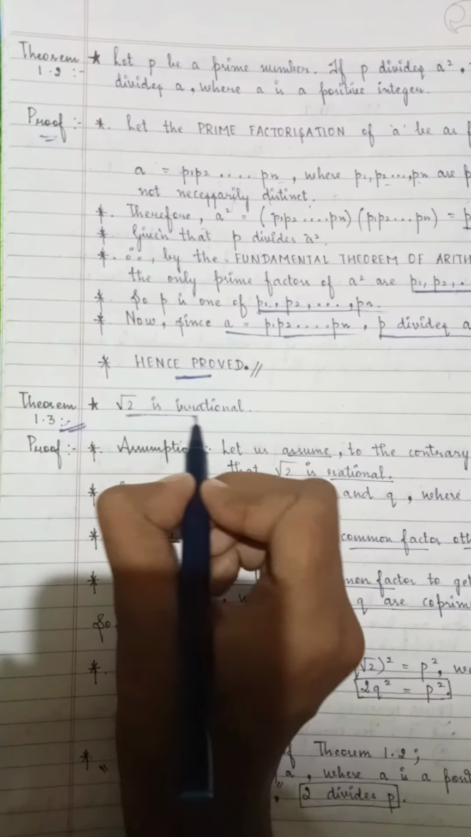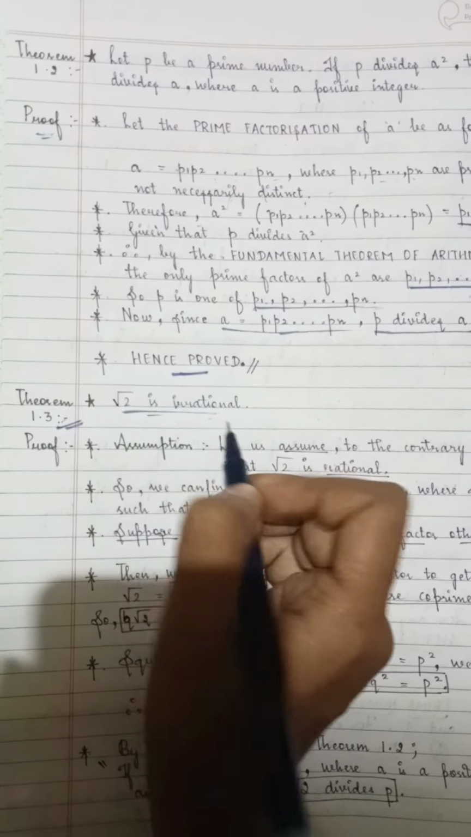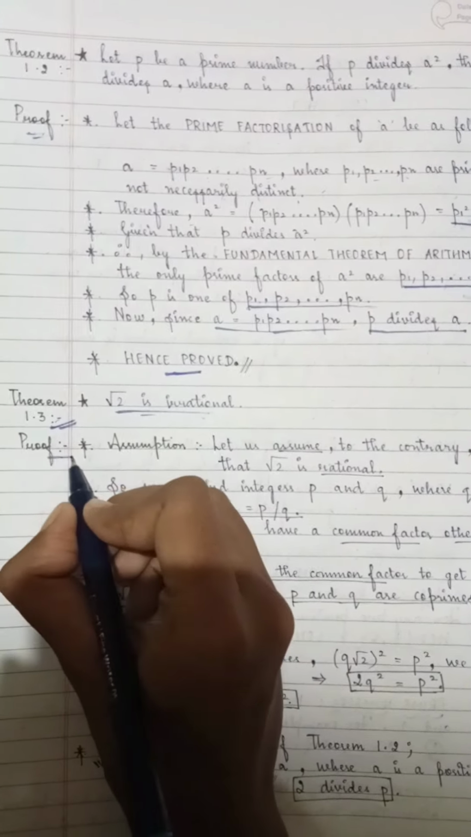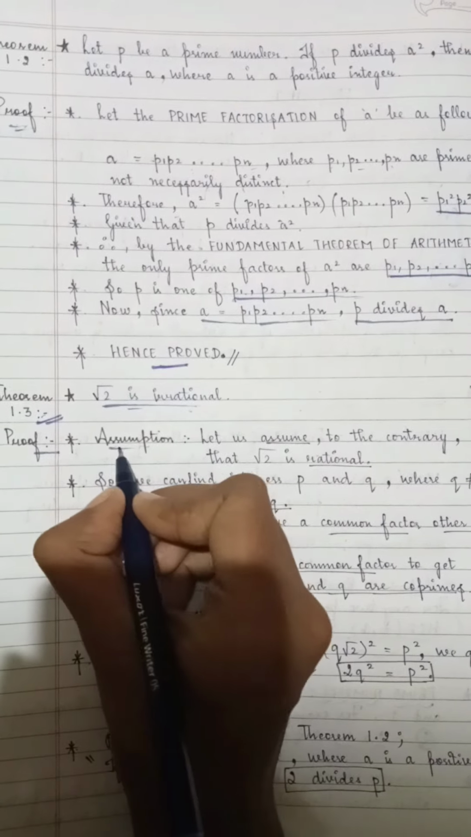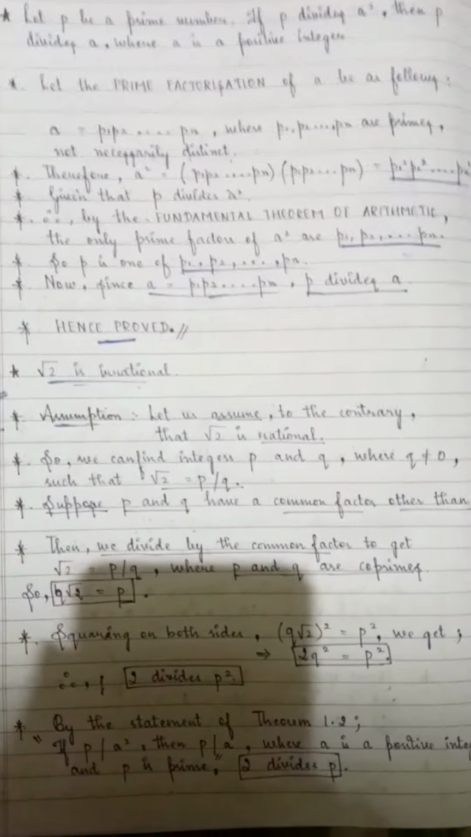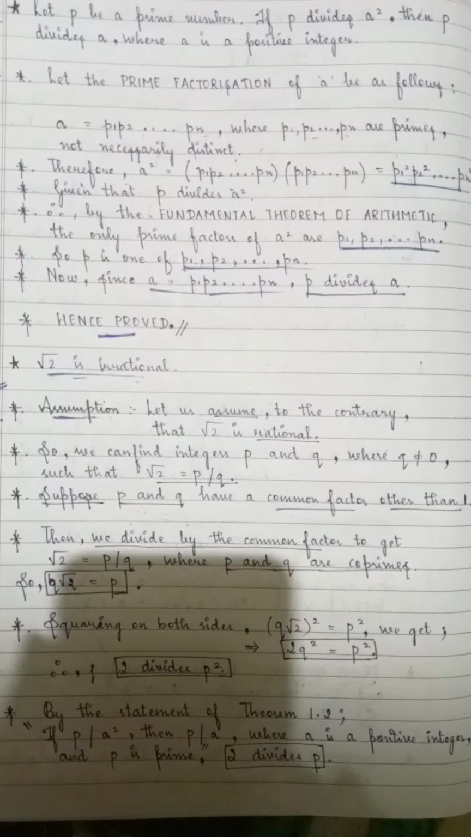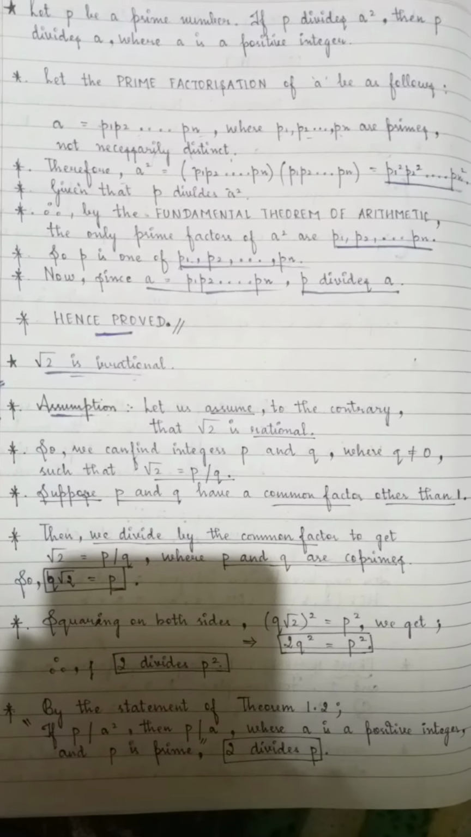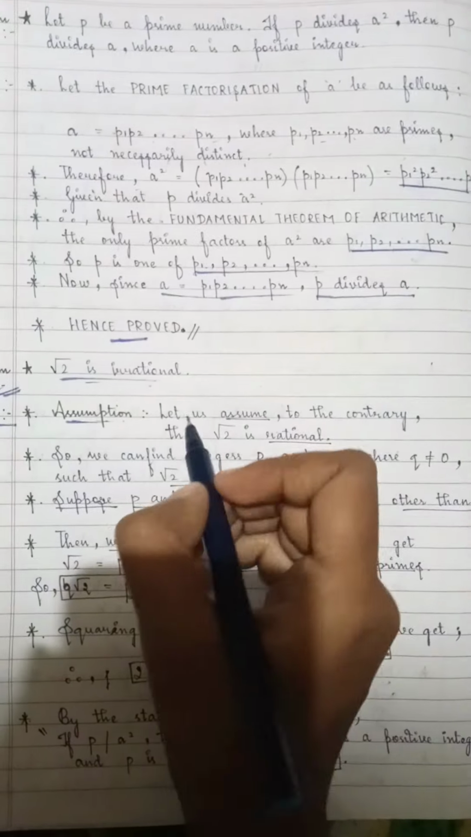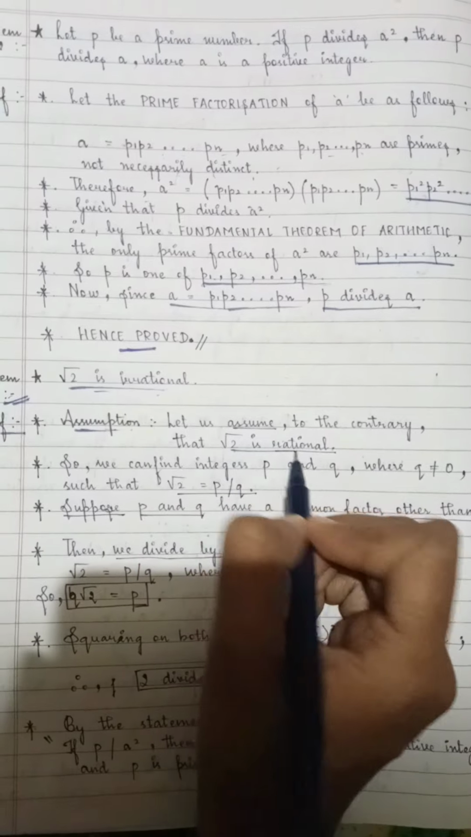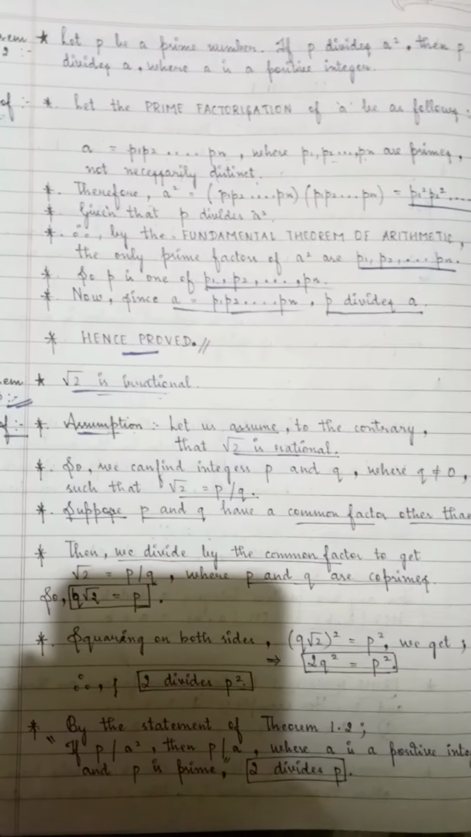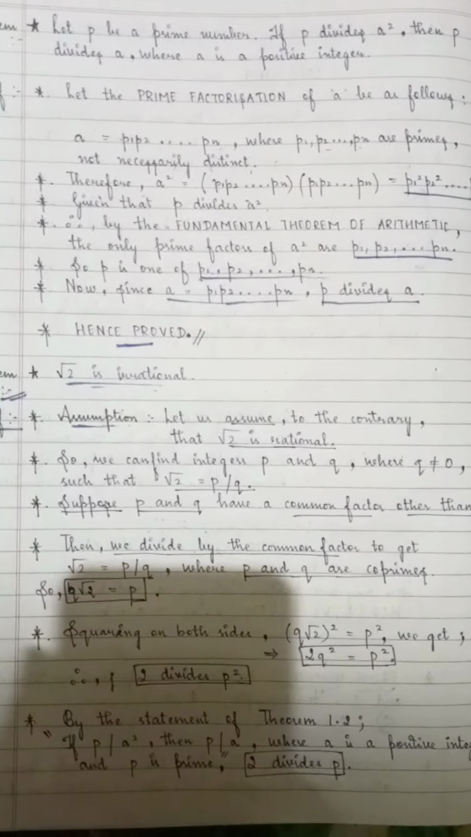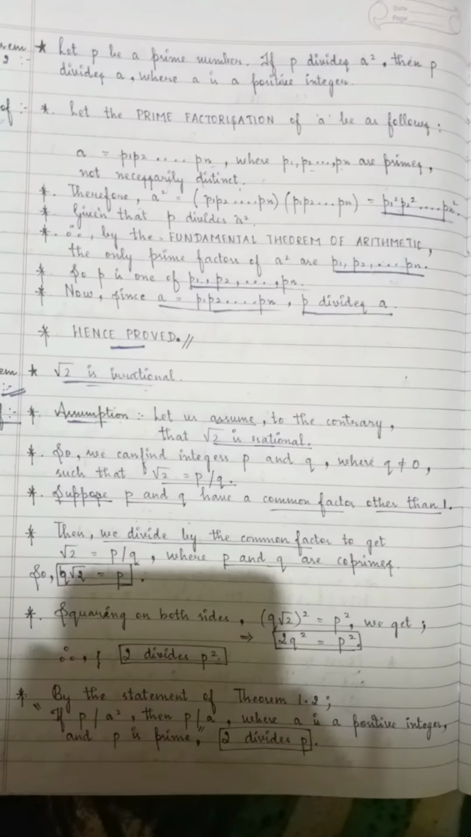Next is Theorem 1.3. We have to prove that the statement, root 2 is irrational. Moving on to the proof, we take the assumption: let us assume to the contrary that root 2 is rational. So, we are using the contradiction method. First, we are assuming that root 2 is rational and we are going to prove that it is irrational.